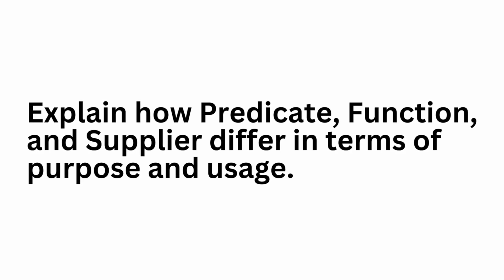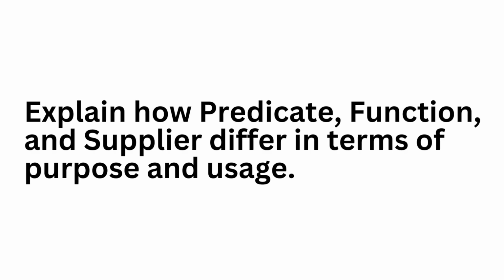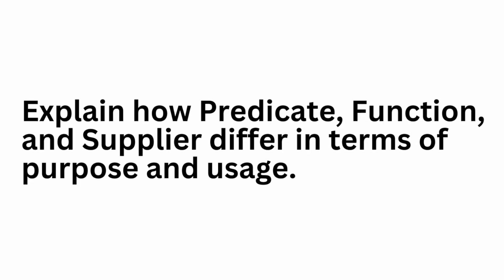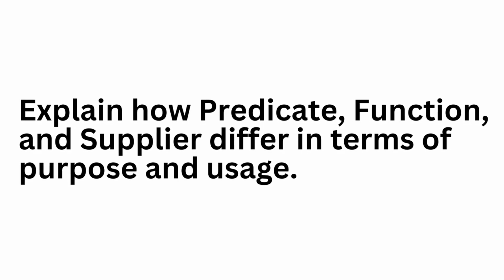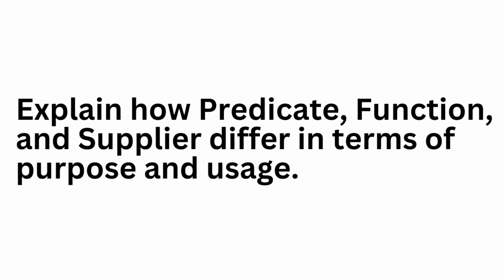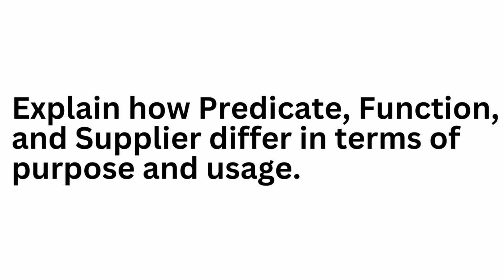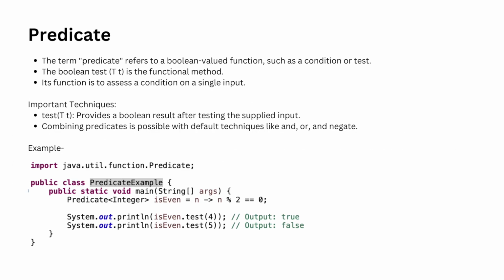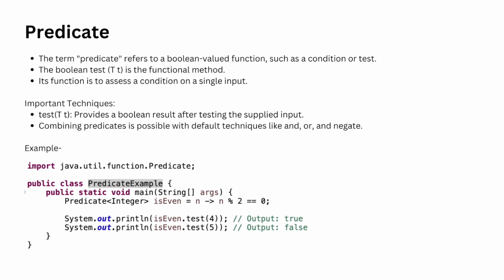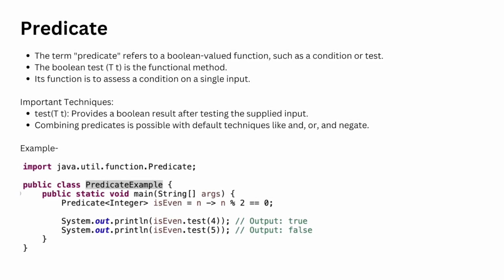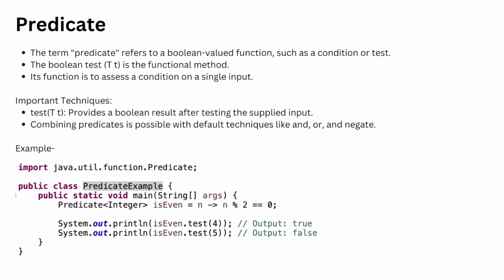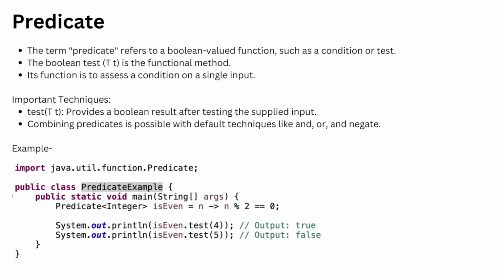Explain how Predicate, Function and Supplier differ in terms of purpose and usage. So these are the functional interfaces that got introduced in Java 8. Now the major difference is basically in the usage. So Predicate represents a Boolean valued function. So this is either a condition or a test, right? So it provides you a method test where it expects a return type Boolean.